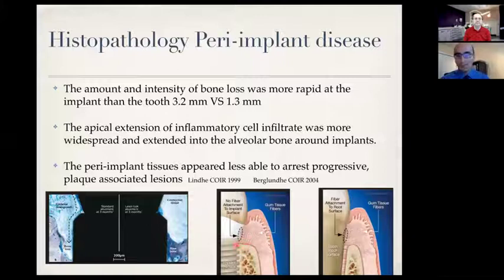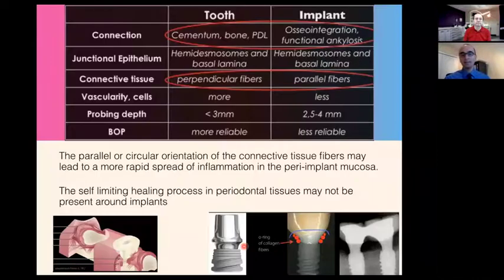Right. So that's very important. This shows the difference between implant and tooth. You see the tooth root surface, the Sharpey's fibers, the transseptal fibers. These are all protecting this bone, as opposed to the implant. They are all parallel, and that's why the inflammatory reaction can go beyond the crestal bone. And as I mentioned, it's very progressive and it's not self-arresting.